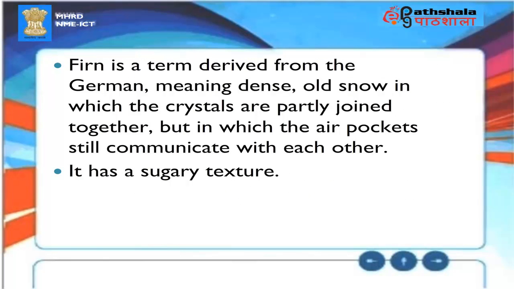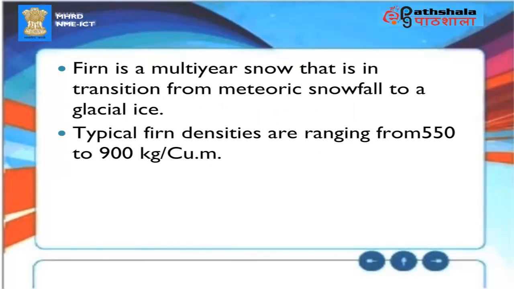Firn is a term derived from the German, meaning dense old snow in which the crystals are partly joined together, but in which the air pockets still communicate with each other. It has a sugary texture. Firn is a multi-year snow that is in transition from meteoric snowfall to a glacial ice. Typical firn densities are 550 to 900 kg per meter cubed.